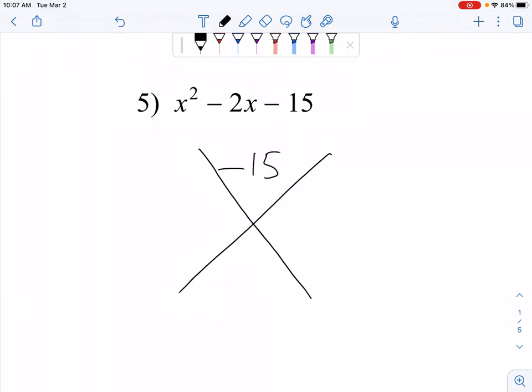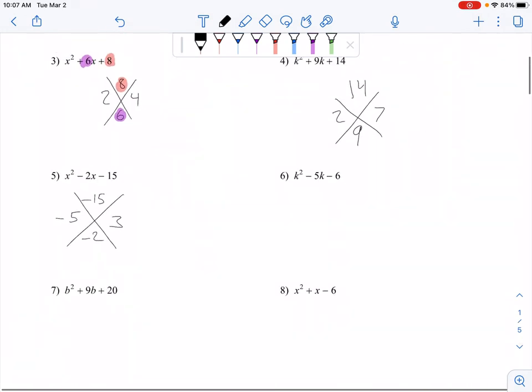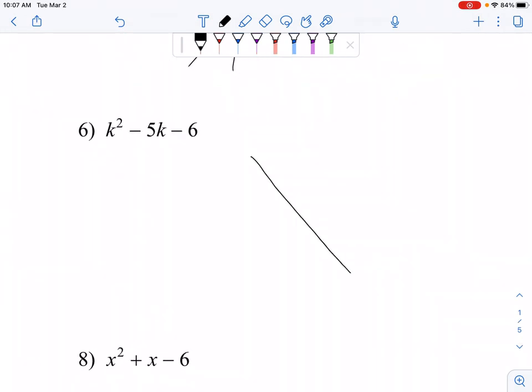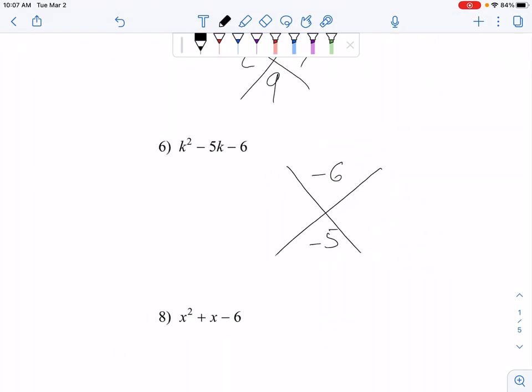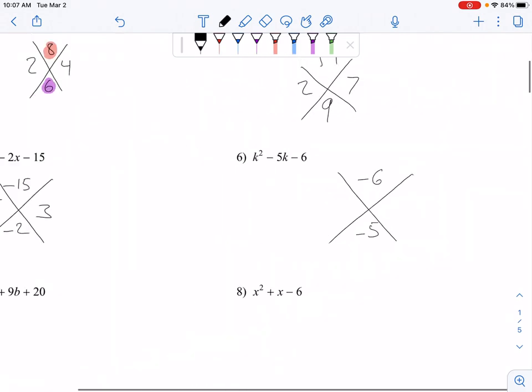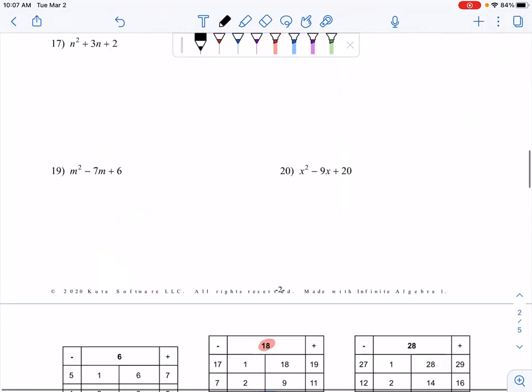Negative 15 and negative 2. This would be a negative 5 and a positive 3. So my hope is that you get to that point where you can look at it and you can think, okay, a negative 6 and a negative 5. Now this one's tricky. I'm going to show you why. So for negative 6 and negative 5.